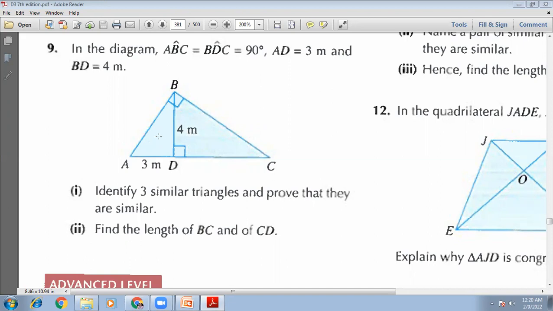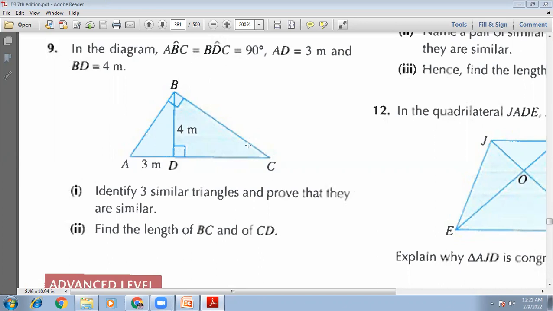So here you can see there are three triangles: this full triangle ABC, this triangle ABD, and this triangle CDB. These are the three triangles, and we have to prove that they are similar to each other. The proof is very simple. If this is 90 degrees, this angle here will also be 90. So I will take this triangle BDC and prove that it is similar to ABC. In the same way, I will take triangle ABD and show that it's similar to ABC. So the methodology is very simple.